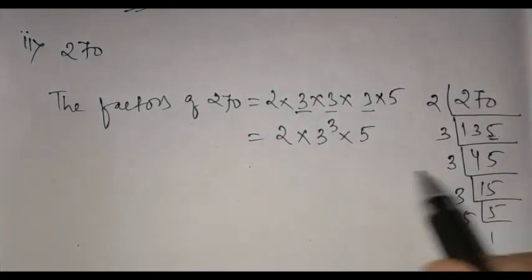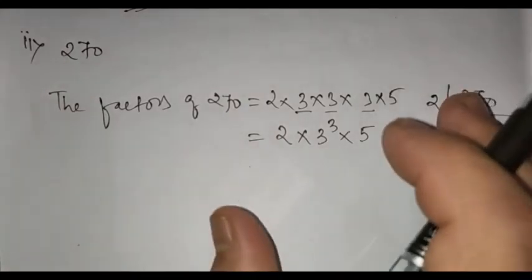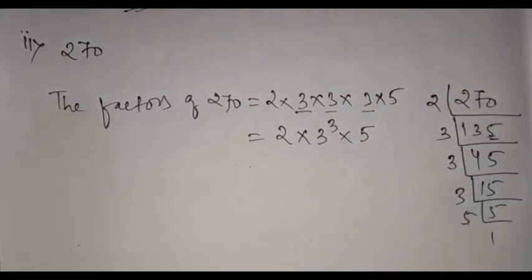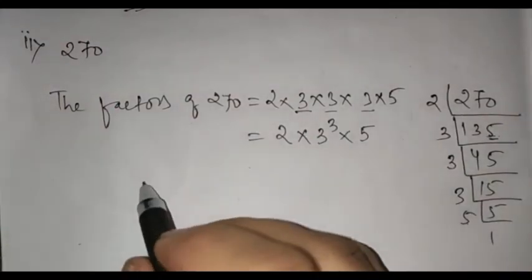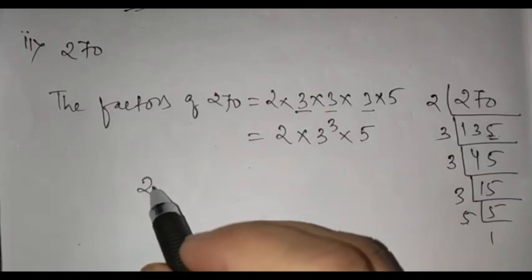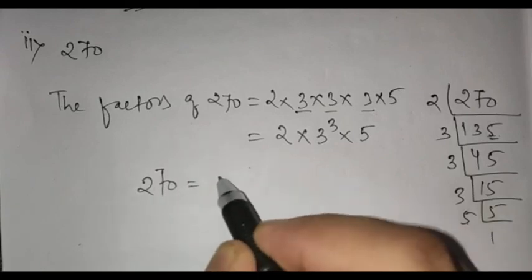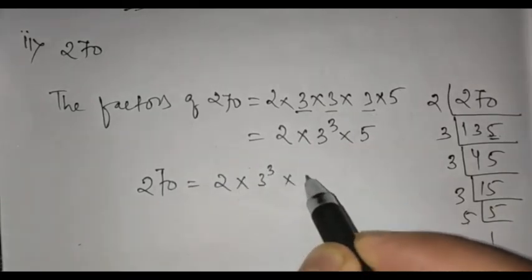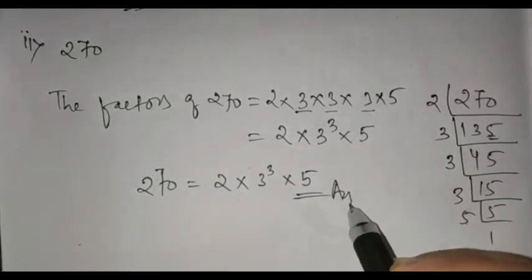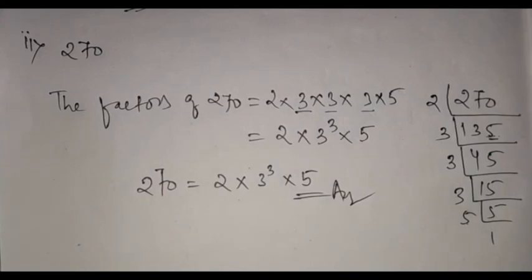So in the exponential form, what you have to do is express this number in the prime factors. Yes, writing the exponential form. So the exponential form by taking out the prime factors of 270 can be written as 2 into 3 cube into 5. So this is all, right? Easy one, no? So now moving on to part 3.